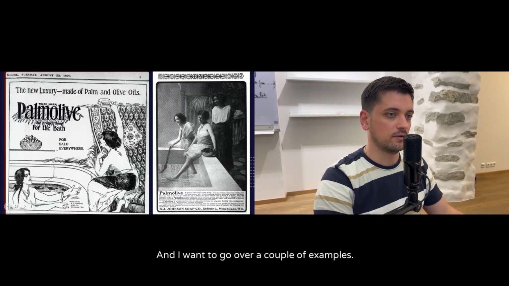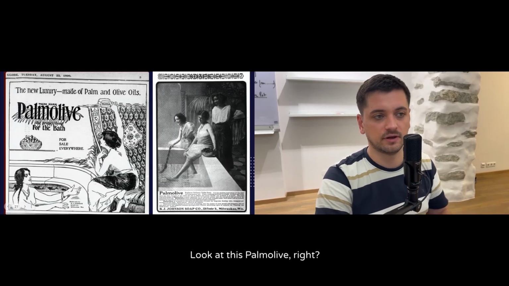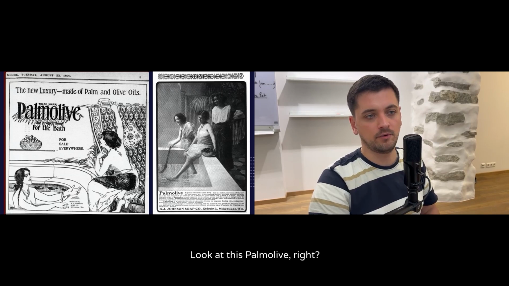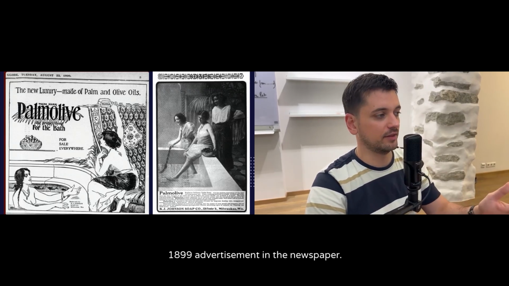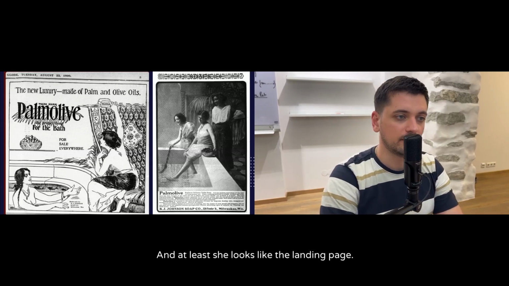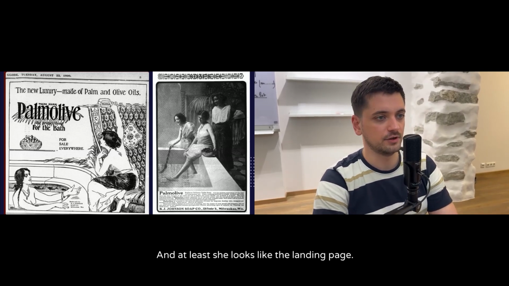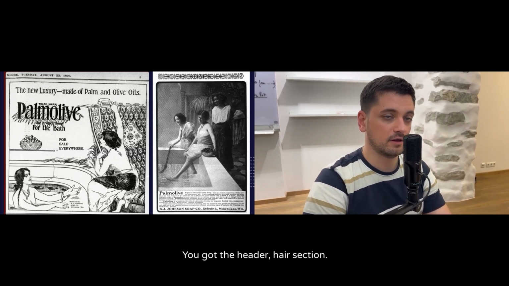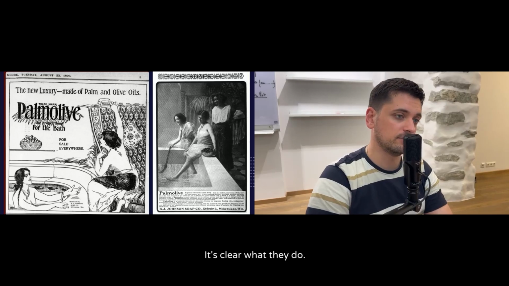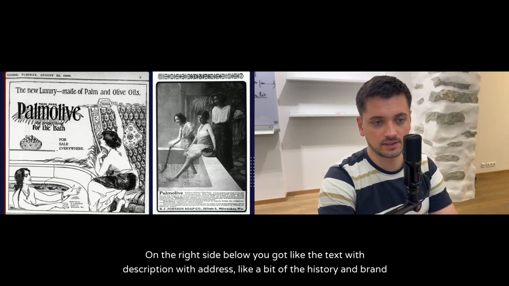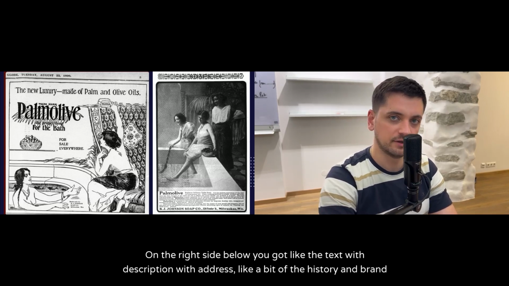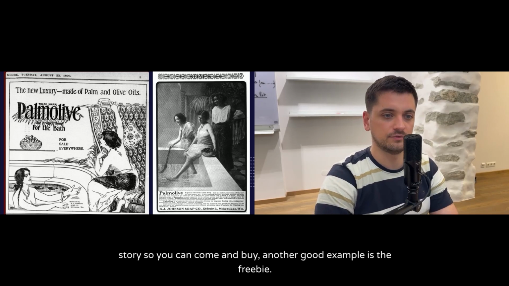And I want to go over a couple of examples. Look at this. Palmolive, right? 1899 advertisement in the newspaper, and it literally looks like a landing page. You got the header, hero section. It's clear what they do. You grasp instantly, and on the right side below, you got the text with description, with address, a bit of the history and brand story, so you can come and buy.